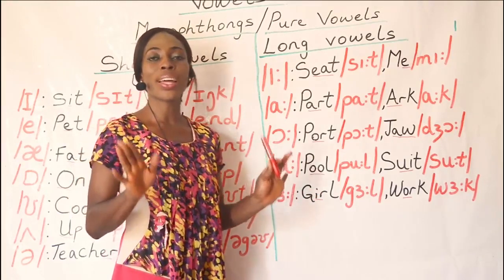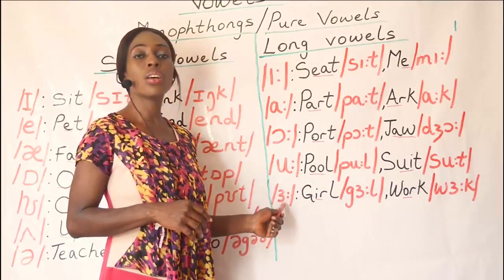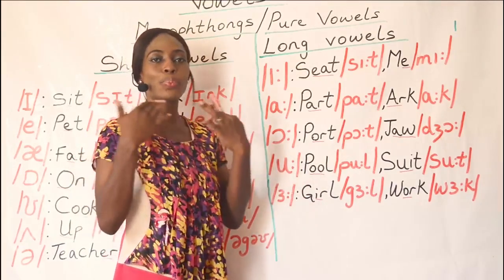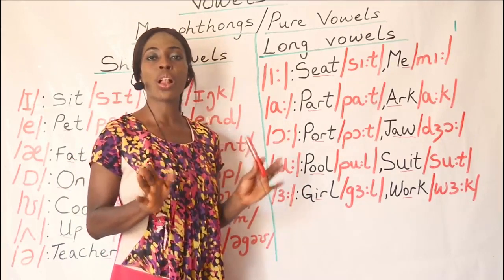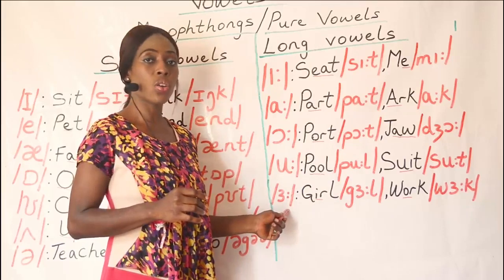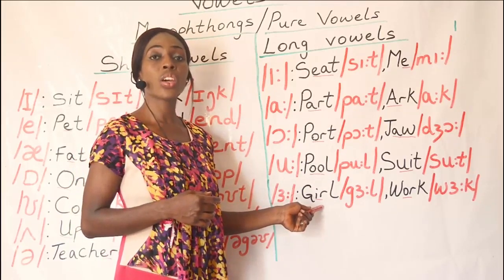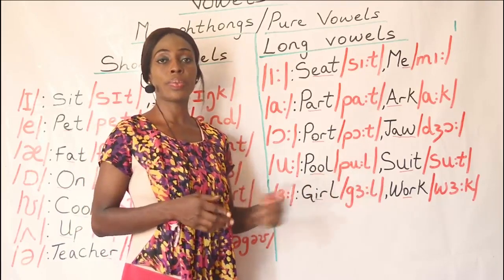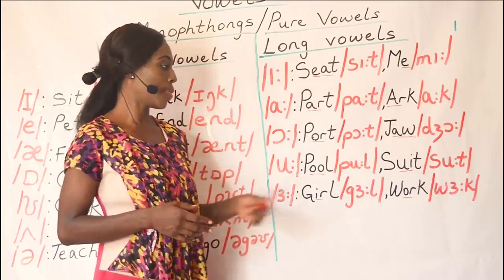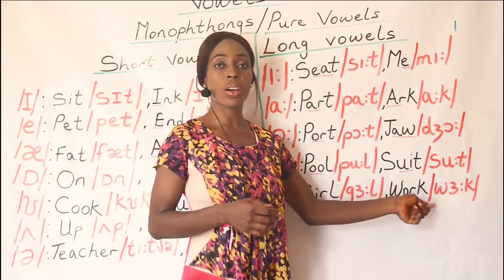The last long vowel sound we have is this pure English sound. Your lips are not spread. They are not rounded. They are in neutral position. And it's in girl. Girl. And work.